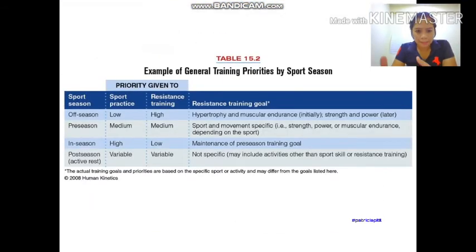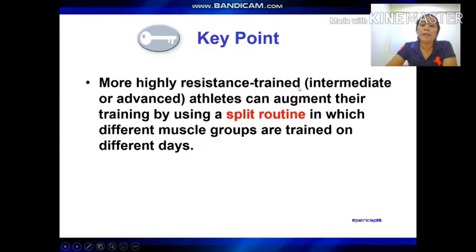And then this is an example of training priorities by sports season. Off-season, low sport practice, resistance training high. We as sport conditioning specialists look at the resistance training. Pre-season is medium, in-season is low, post-season is not certain, but we put more emphasis on the off-season, because in off-season they can focus more on the conditioning of muscle strength and power, right? The athlete is well adapted.